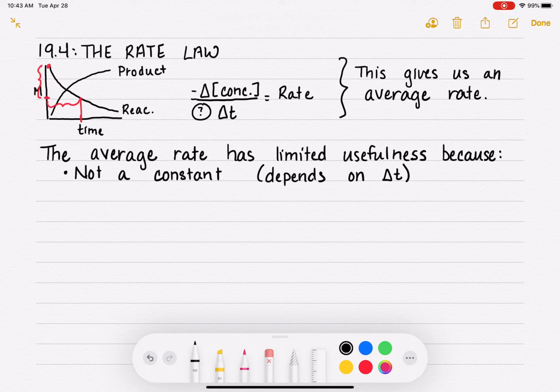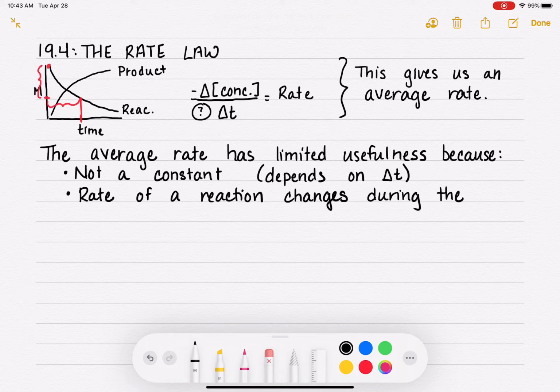And the other, well, I guess this is all kind of the same thing. It's not really two separate things. The rate of a reaction changes during the reaction. And we can understand that by looking at our graph. Look at it again, and let's just focus on a reactant like this.